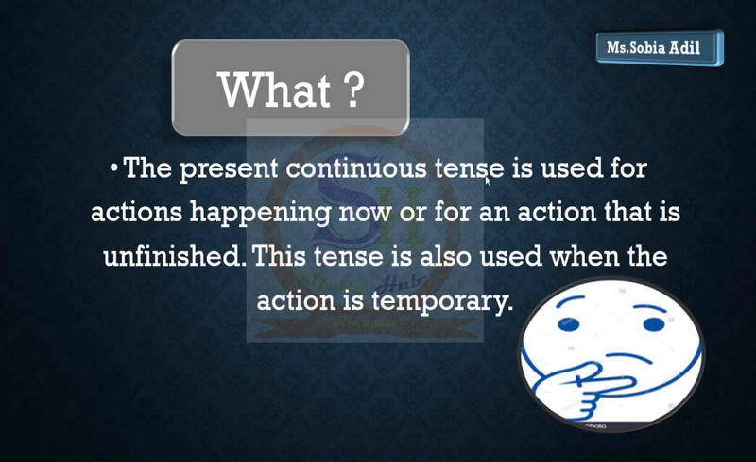The present continuous tense is used for actions happening now. For an action that is unfinished, this tense is also used when the action is temporary. So this tense actually talks about the actions that are going on right now, the actions that are unfinished, and the actions that are not permanent, that are temporary.